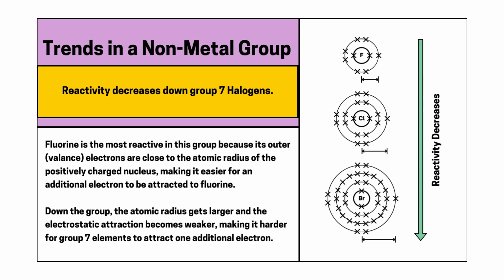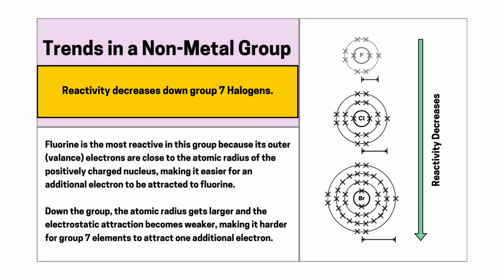Fluorine is the most reactive in this group because its outer electrons are close to the positively charged nucleus, making it easier for an additional electron to be attracted to fluorine. Down the group, the atomic radius gets larger and the electrostatic attraction becomes weaker, making it harder for group 7 elements to attract one additional electron, so reactivity decreases.